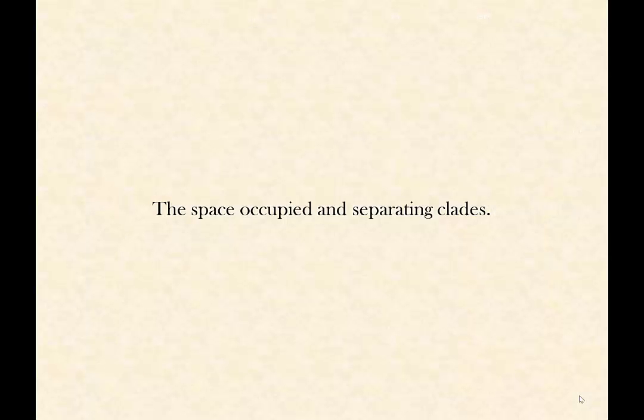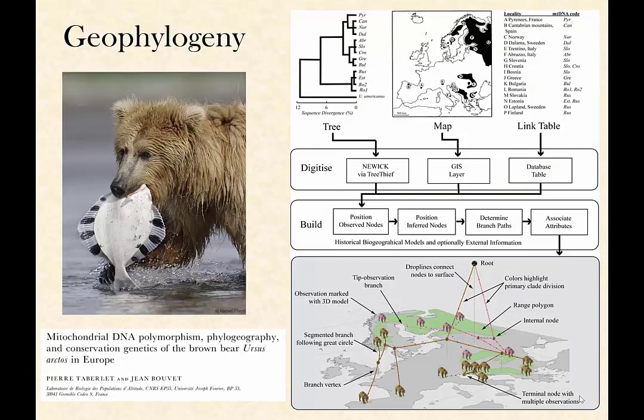So, oh God, we're never going to have time to do all this. What I need to do is to identify the space occupied by groups of species and the space between them if they're not overlapping each other. So what I do is create something called a geophylogeny, which is a space-time model, basically taking the geography and the evolutionary tree and combining it into a single space-time model.